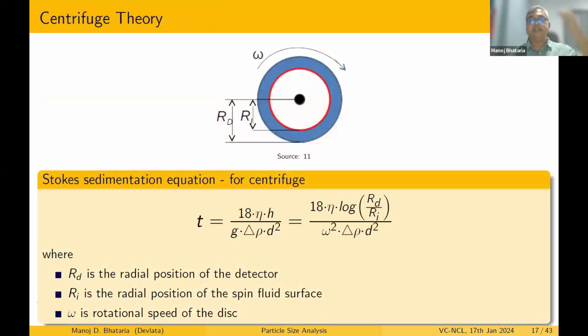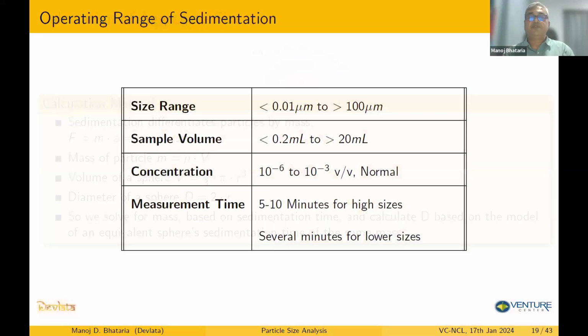So here in this case, the detector which you are using is either an optical detector, or sometimes you even use an X-ray. So particles which can absorb X-ray, you can use an X-ray detector, or particles which do not absorb X-ray, people go for a light detector. So typical size range in this case would be, we can measure less than 10 nanometer, and you can go even above 100 micron.